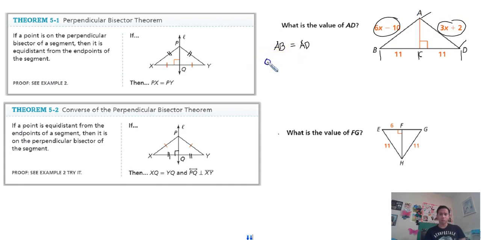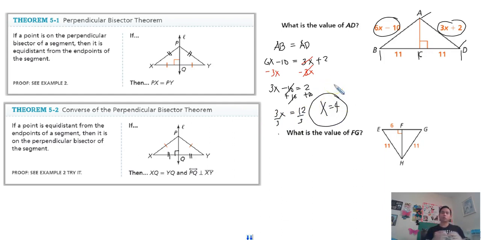So AB, 6x minus 10, is equal to 3x plus 2. I'm going to subtract 3x from both sides. This gives me 6x minus 3x is 3x, minus 10 is equal to 2. Then I'm going to add 10 to both sides, so the 10 here is cancelled. So I have 3x equal to 12. Then I'm going to divide both sides by 3. So we have x equal to 4.